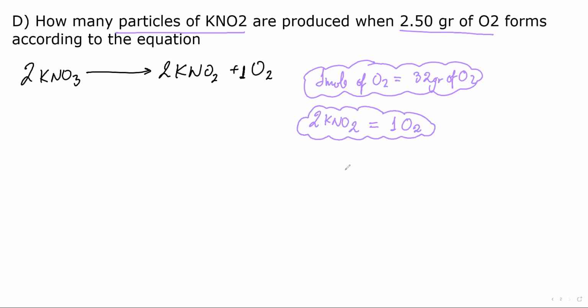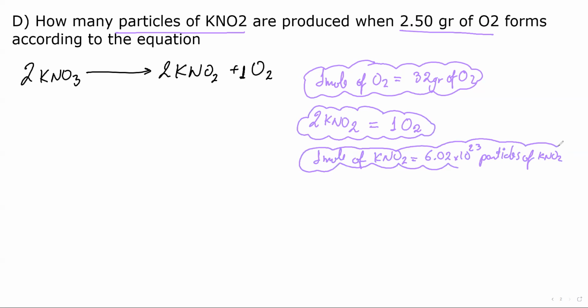What's another relationship that you have? Oh, particles, right? So now let's go to particles. You know that 1 mole of KNO2 has 2.0. No, wait, I'm sorry. 6.02. I don't know why I said 2. 6.02 times 10 to the 23 particles of KNO2. I think these 3 relationships should be enough.